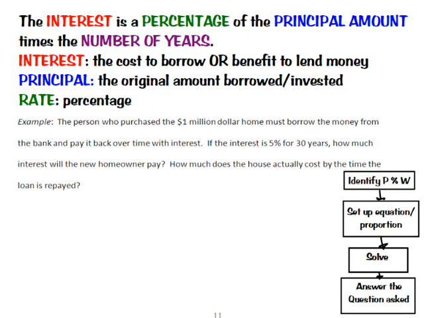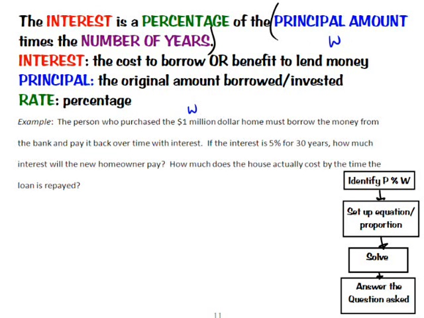I'll continue using the same flow map so you can see that these problems are still solved the same way. But notice the one difference here, that since we have the fourth component, which is the number of years, just think of the principal amount times the number of years as the whole. Those things together will sit in place of the whole in our equation or proportion. So that's our whole, and let's identify the whole in the question, which is still our $1 million.